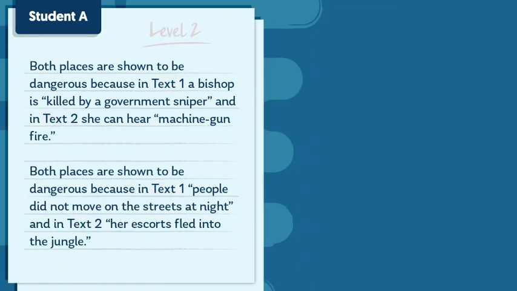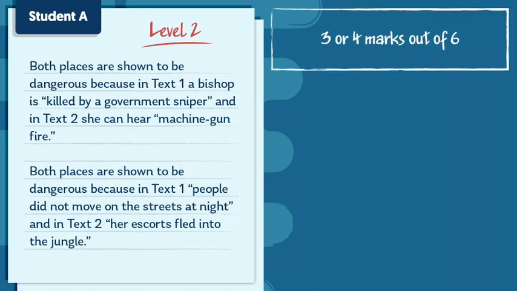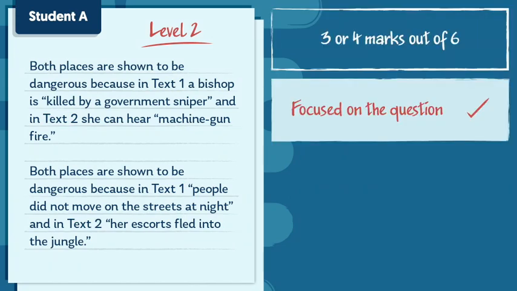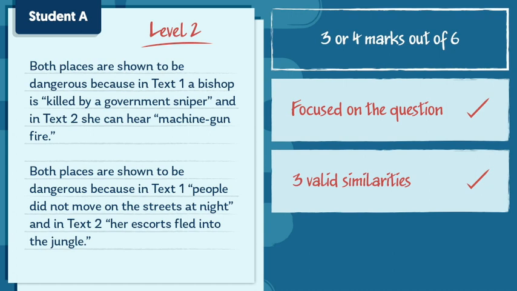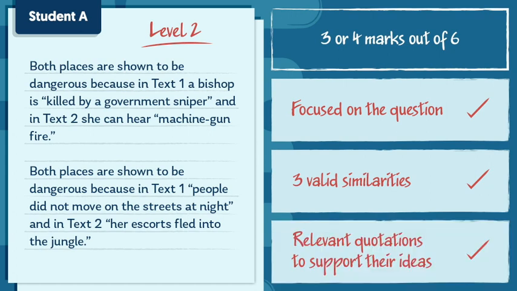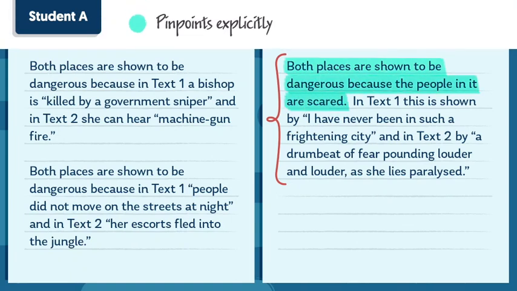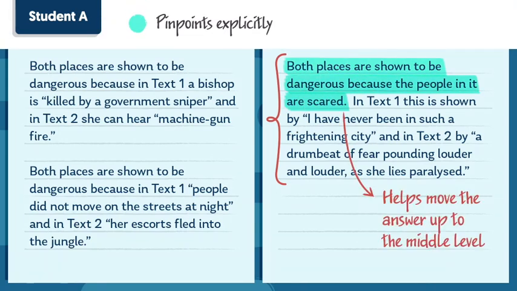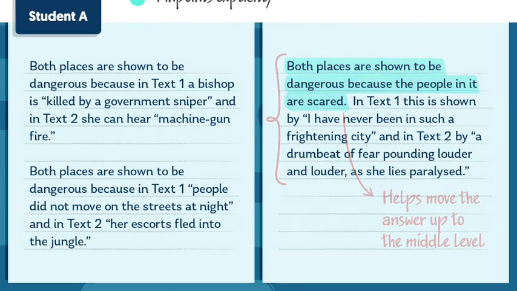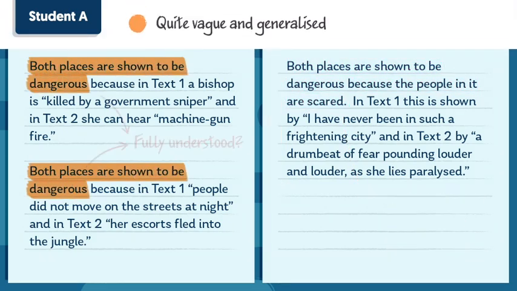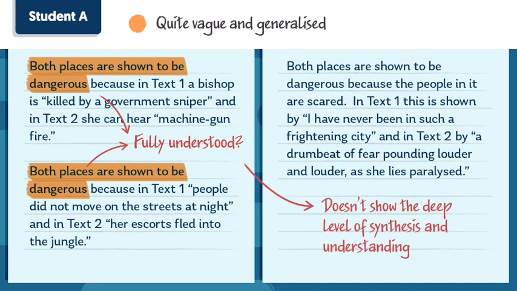Student A's response meets the criteria for level 2, which is 3 or 4 marks out of 6. They do stay focused on the question, do offer 3 valid similarities, and do use relevant quotations to support their ideas. However, only the last paragraph actually pinpoints the reason for the similarity explicitly, helping to move the answer up to the middle level. The other 2 keep this quite vague and generalised, making it more difficult to prove to the examiner that the texts have been fully understood. This means that the answer doesn't show the deep level of synthesis and understanding required for those top marks.